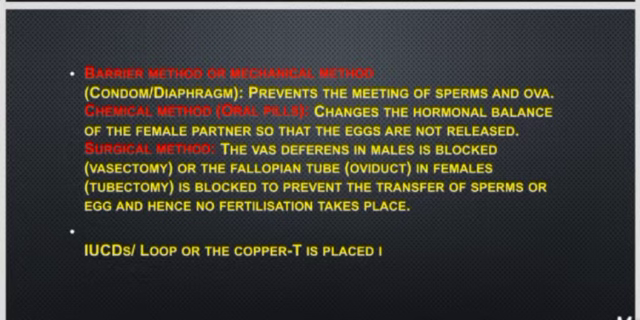And out of these, the chemical method is only meant for females. It's not meant for men. And another one, which is also a type of mechanical barrier, is the IUCD, intrauterine contraceptive devices, or they can use loops or copper Ts, that is also blocking the fertilization process.